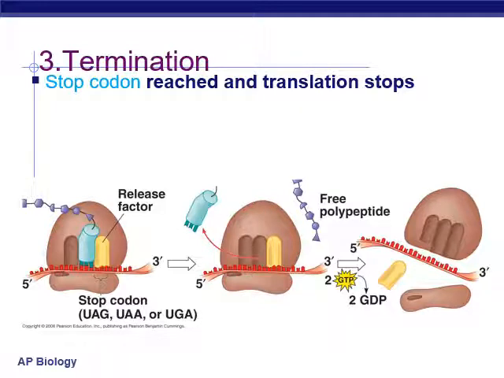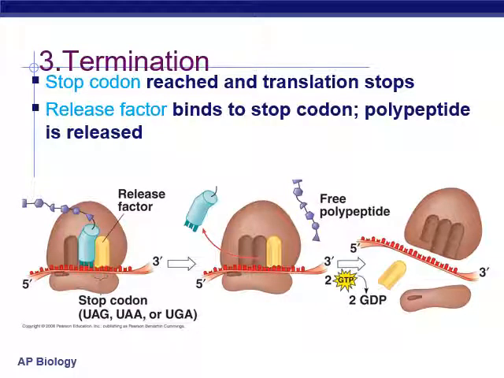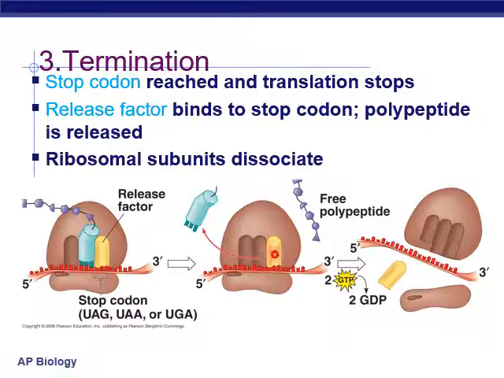The chain elongation continues until the ribosome encounters one of the 3 possible stop codons. These codons do not code for any amino acids. Then the polypeptide is released and dissociated from the ribosomal subunits.